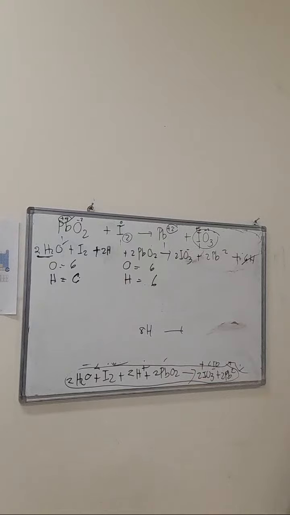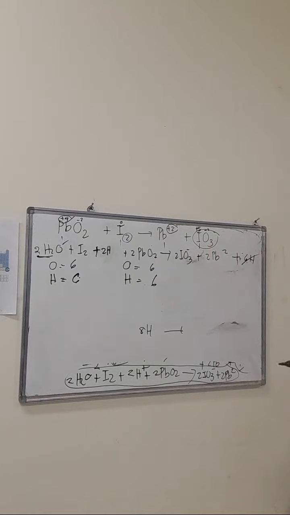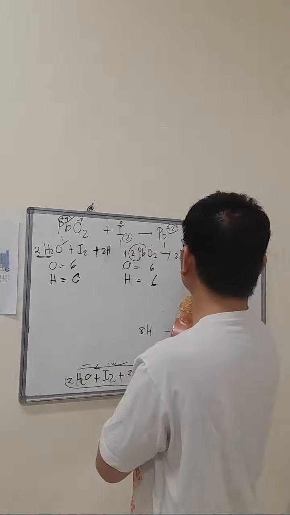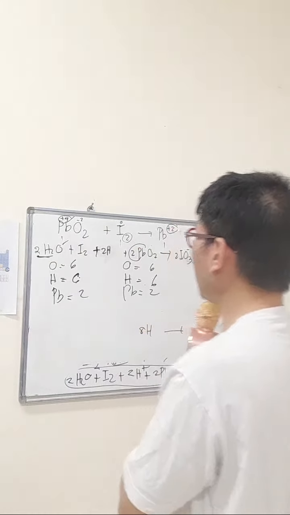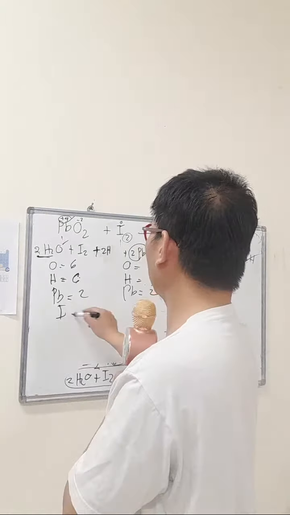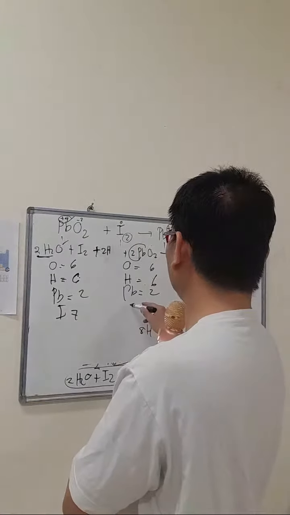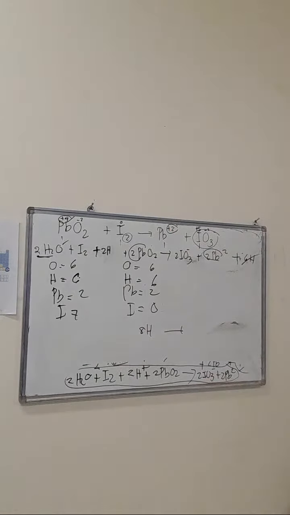And then we have the lead. The lead here is, H2O, I2, 2H plus, 2PbO2. Lead is 2. Lead is 2 also, balance. What else is left? Iodine. Iodine is 2. Yeah, balance. Iodine is balanced. You get the point. So it's balanced, good. So this is going to be our reaction.